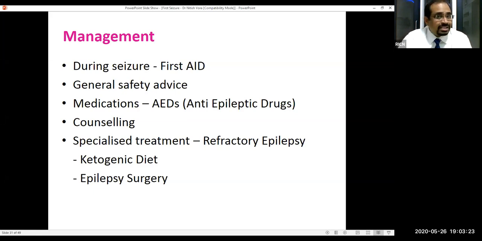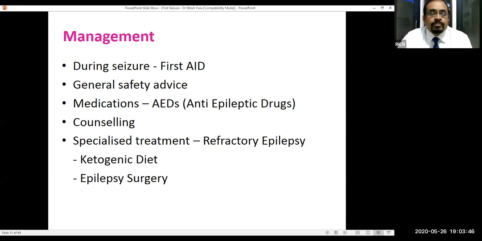A very important part is counseling, because parents are so anxious, only 2 questions come to their mind. Is my child going to die with a seizure? And second thing, will his brain be damaged, meaning, is he going to be mad or mentally retarded? We can reassure, most seizures last less than 2 minutes. They stop on their own. Don't worry. What you need is general safety, first aid.